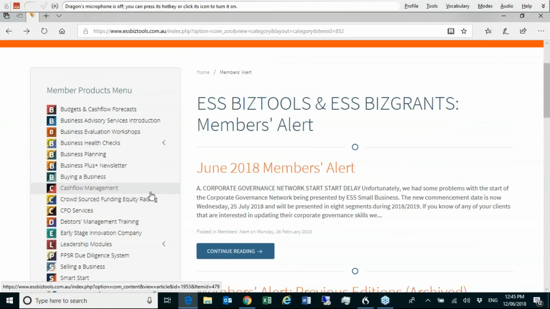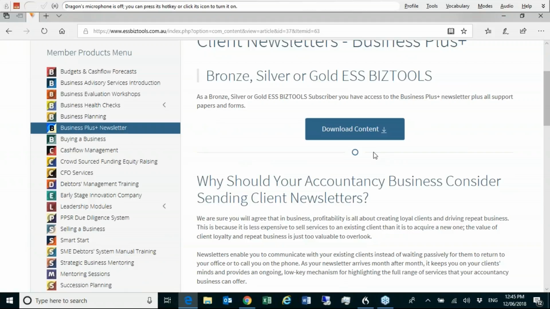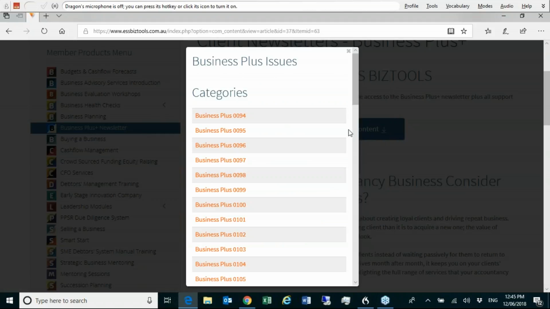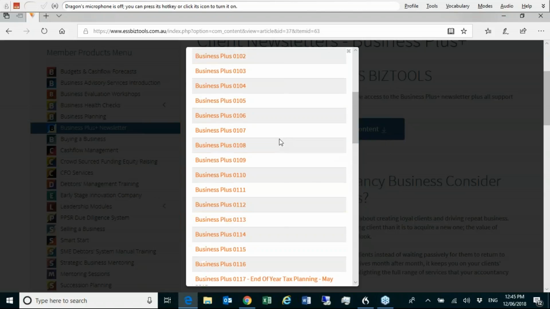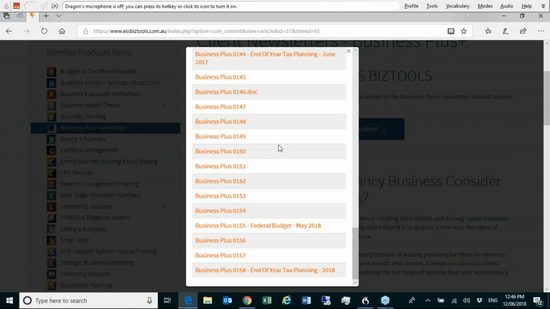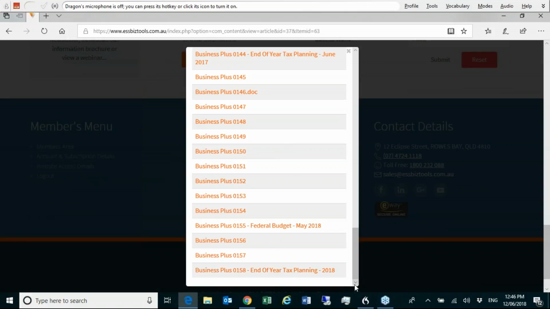Now we'll move into the product packages. The first one I want to go to is the Business Plus newsletter, because it's a little bit different to the others, and then we can look at the others. And obviously subscription levels start coming into play now. Gold and silver have got access to virtually everything, but if you're a bronze or a special purpose subscriber, you will only have access to what you have subscribed for.